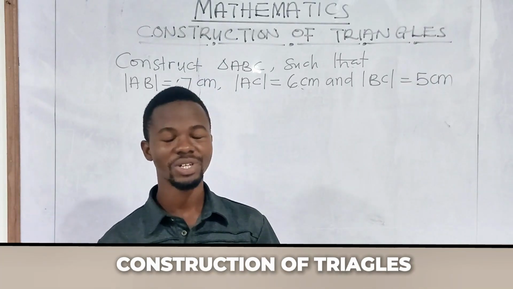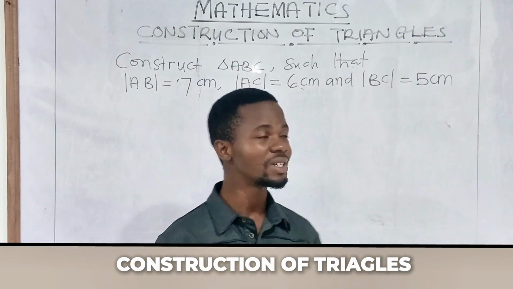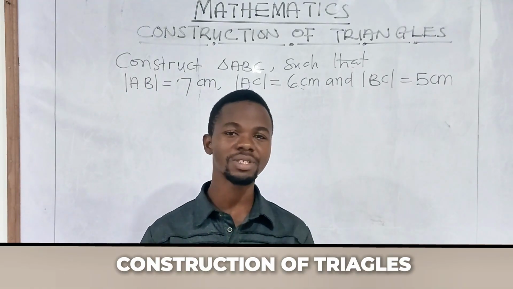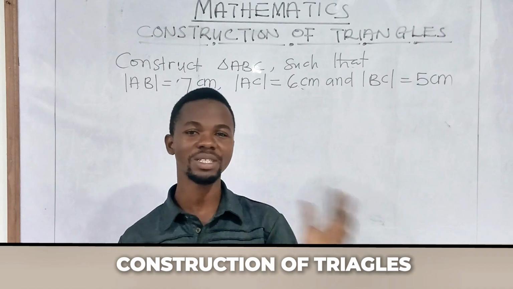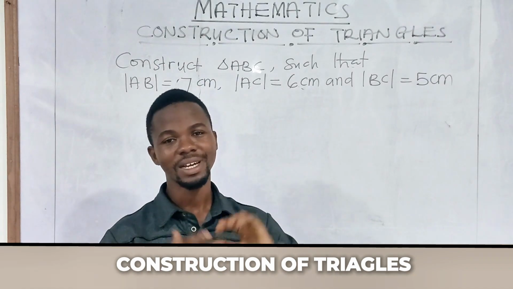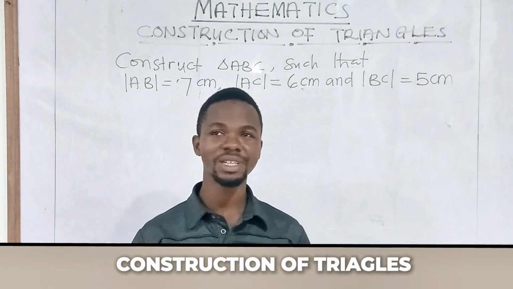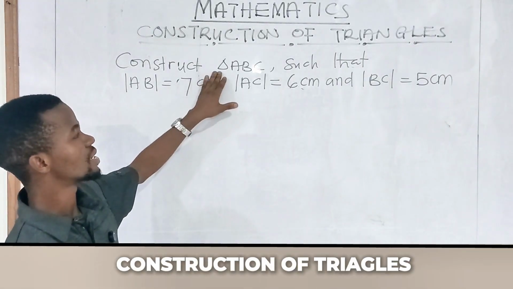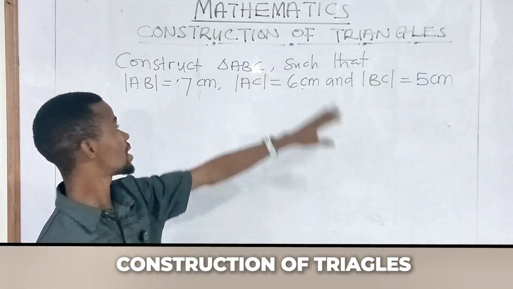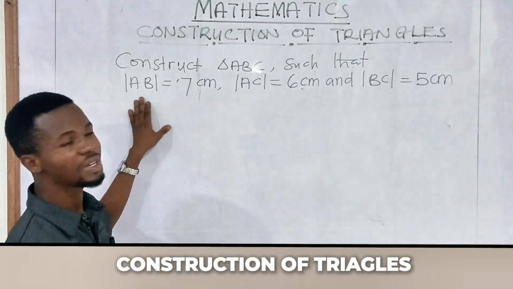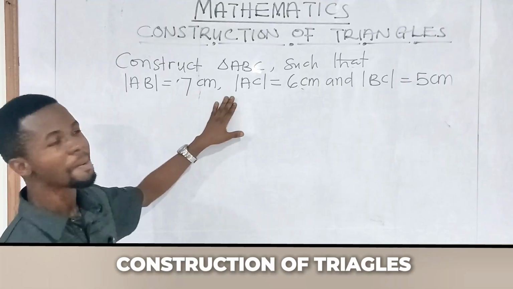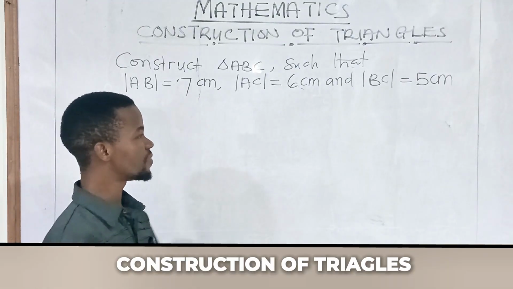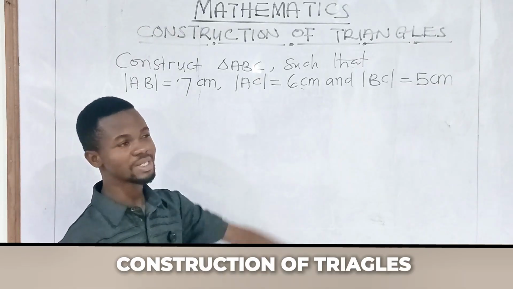When you are asked to construct a triangle, you can be given all the three sides, or you can be given an angle and two sides, or two angles and one side. Start from a type of question where you'll be given all the three sides. We have a question here. Construct triangle ABC such that the magnitude of AB is 7 centimeters, magnitude of AC is equal to 6 centimeters, and magnitude of BC is equal to 5 centimeters.